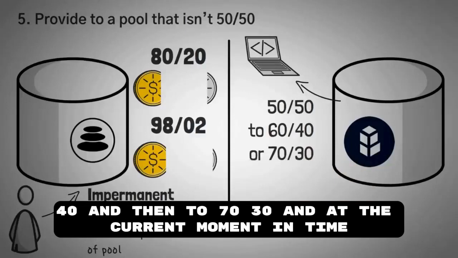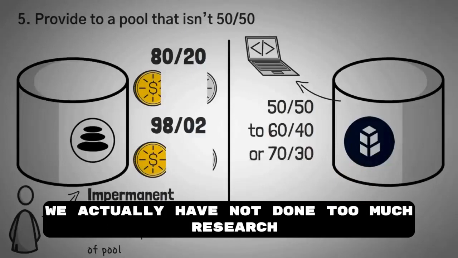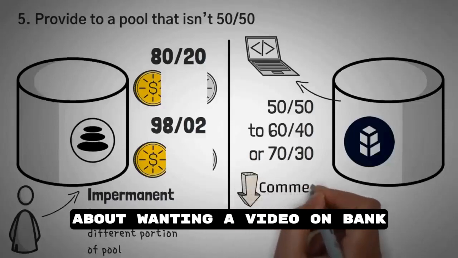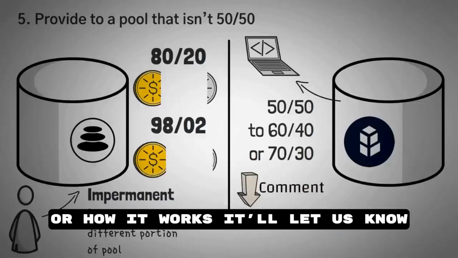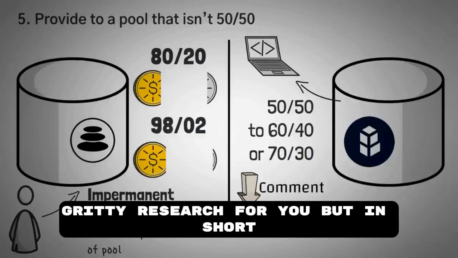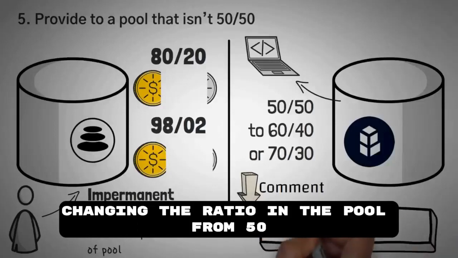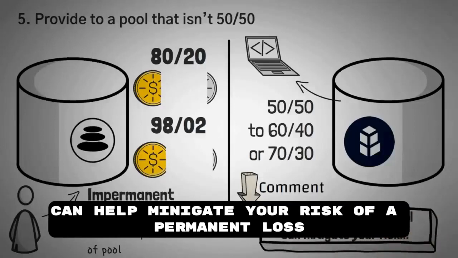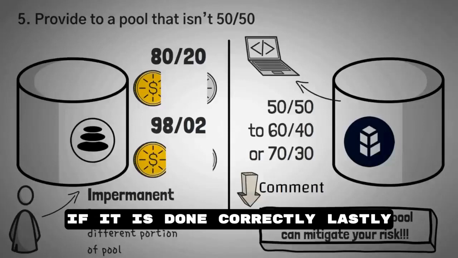And at the current moment in time, we actually have not done too much research on the effects of this long term. But if you leave a comment below about wanting a video on Bancor and how it works, it'll let us know that there are people interested in the topic, and we will attempt to do the nitty-gritty research for you. But in short, changing the ratio in the pool from 50-50 to any other ratio can help mitigate your risk of impermanent loss if it is done correctly.